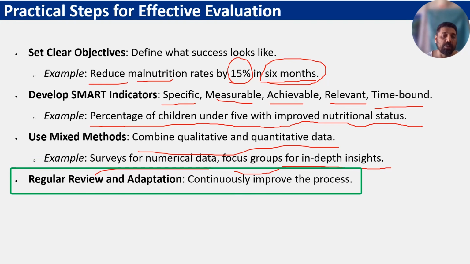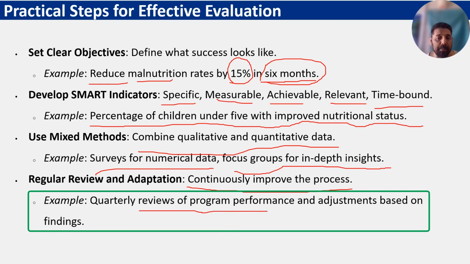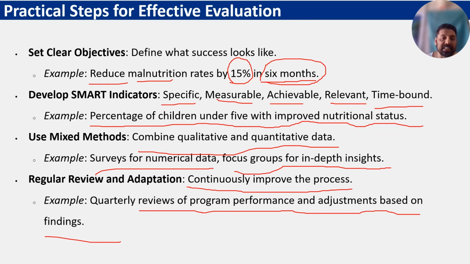Next step is regular review and adaptation. Regularly review your data and adapt accordingly. Continuously improve the process, for example with a quarterly review of program performance and adjustment based on findings. Whenever you are collecting data, analyze it, identify trends and patterns, conduct quarterly reviews of performance and adjust based on your findings if there are any issues or delays. So adjust your timelines and targets accordingly. These are some practical steps which I will now further explain in the next slide.